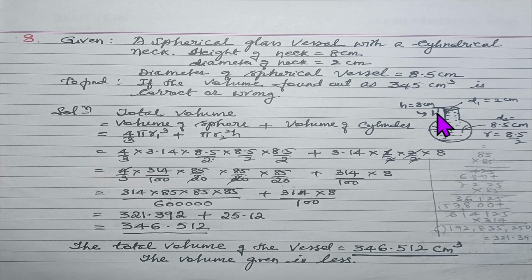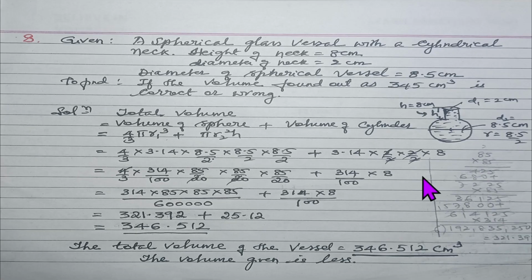So the total volume of this glass vessel will be the volume of the sphere plus the volume of the cylinder. Therefore it will be 4 by 3 pi r1 cube plus pi r2 square h, because cylinder is pi r2 square h. Now that is 4 by 3 into 3.14, pi is 3.14, r1 will be the radius of the spherical glass vessel, 8.5 by 2, 8.5 by 2 and 8.5 by 2 plus 3.14, again r2 square. R2 is here, that is 2 by 2 into 2 by 2 into height is 8.